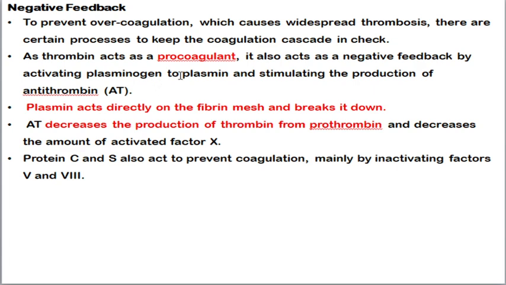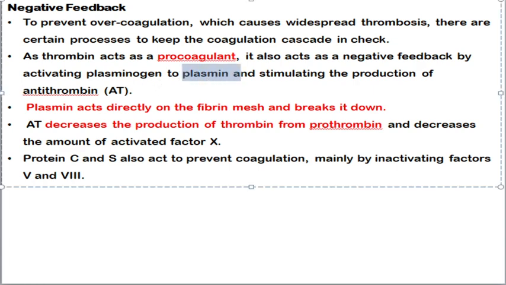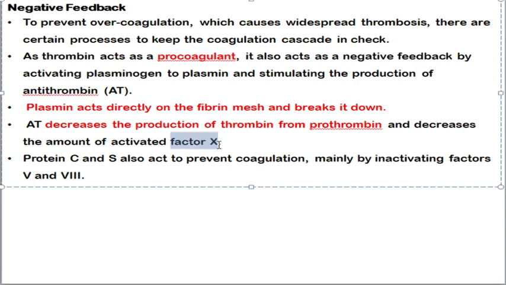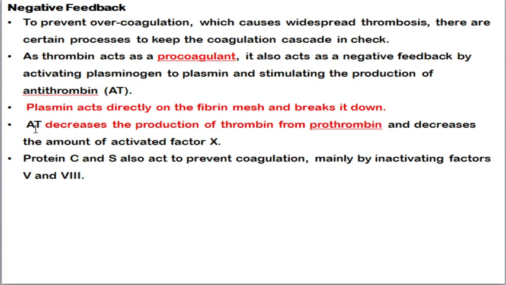Okay, so this plasmin directly acts on the fibrin mesh and simply breaks down the fibrin mesh. And this antithrombin decreases the production of thrombin from prothrombin, and it also decreases the amount of activated factor X. In addition to antithrombin, protein C and protein S are also available in order to prevent coagulation, and both protein C and protein S do this action mainly by inactivating factor number 5 and factor number 8.